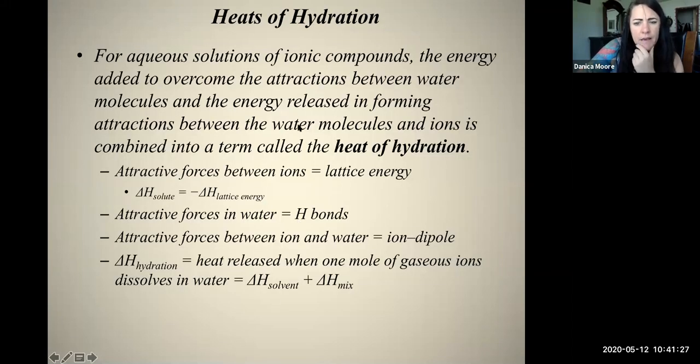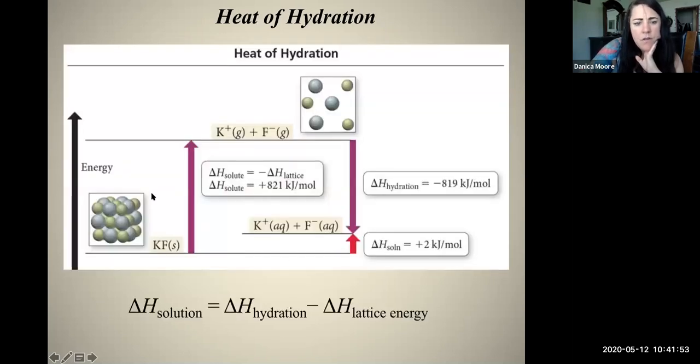Okay. So we talked about this. The heat of the solute is equal to the opposite of the lattice energy, and the heat of hydration is just combining the delta H of the solvent and then the delta H of mixing. And again, the delta H of mixing is those attractive forces between the ion and the water. So here's another example, potassium fluoride.